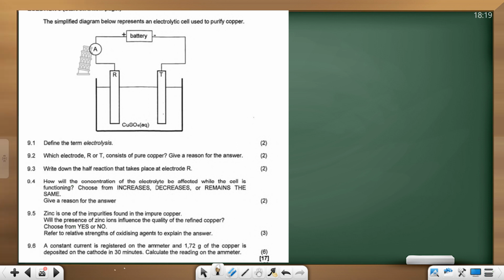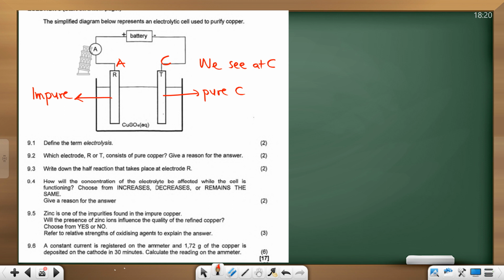All right. The simplified diagram below represents an electrolytic cell to purify what? Copper. Are we there? What are we purifying? Copper. We are getting distracted. Copper means I want to see copper. Is that okay? This one is the positive. It means R is the what? Anode. And this is what? Cathode. We see that this guy is pure copper. And this guy is impure. Take note of these little notes.